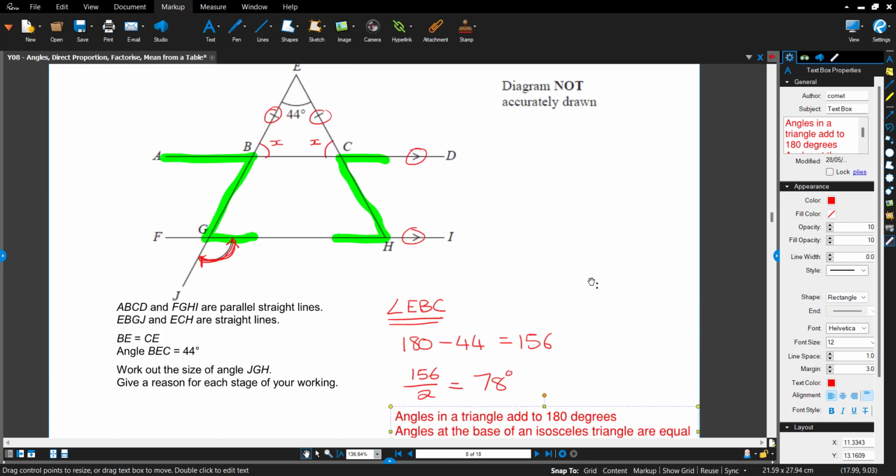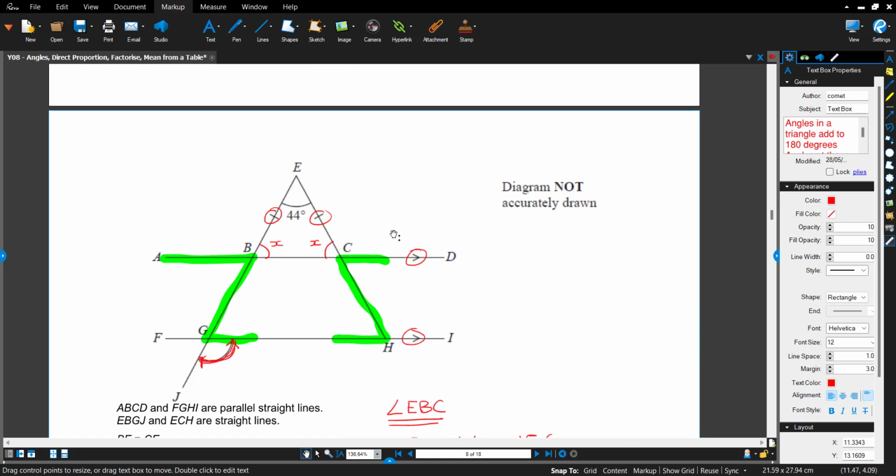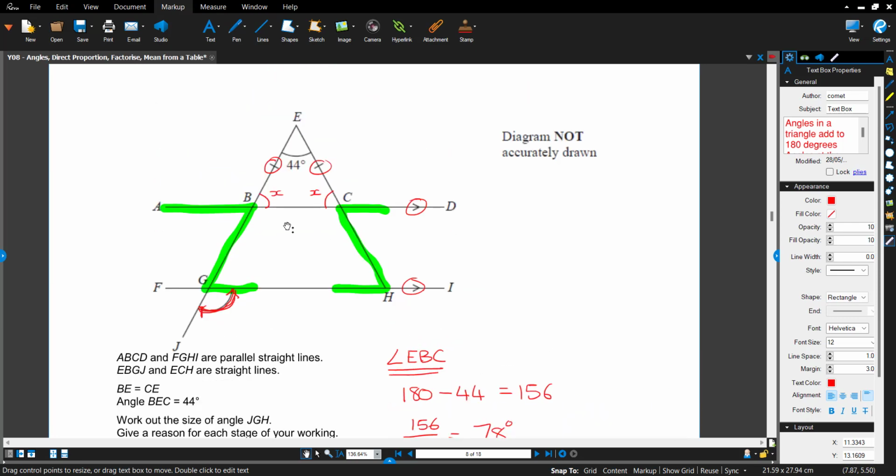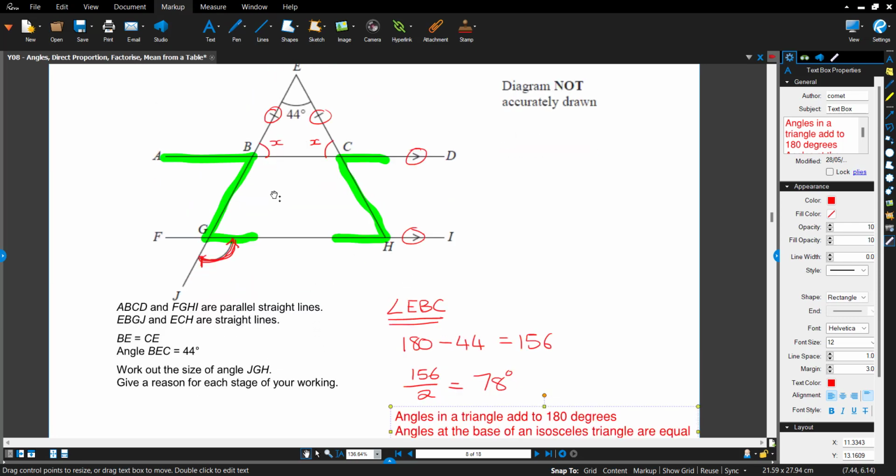All right. I'd suggest this is the way you should do it. Just do it. Get the angle right in the reason. Next one.